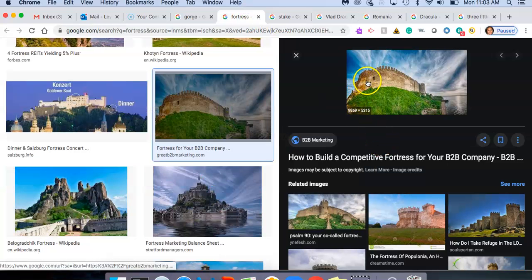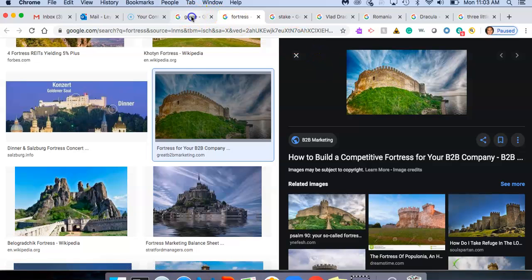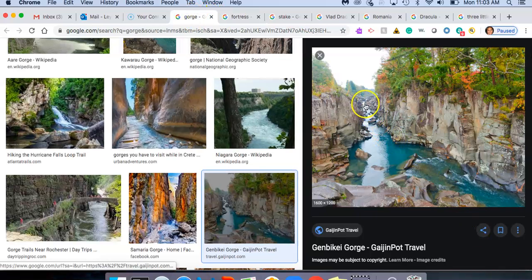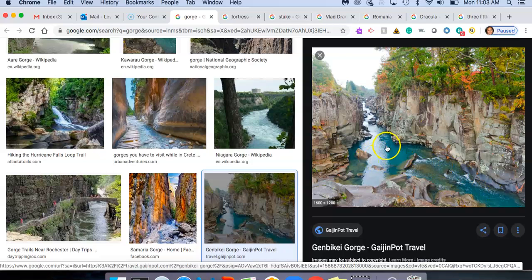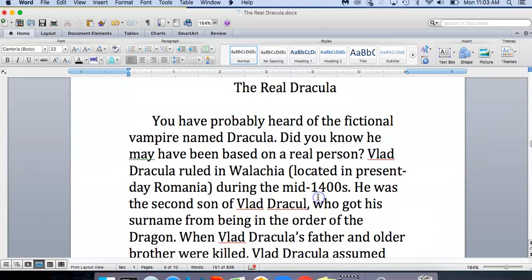Fortress is basically this one. It's just basically walls protecting a city or a castle. In this case, the fortress is protecting the castle. And the last one is a gorge. A gorge is just this narrow place here. That's a gorge. So let's go back to the story.